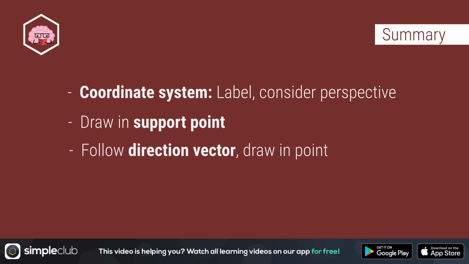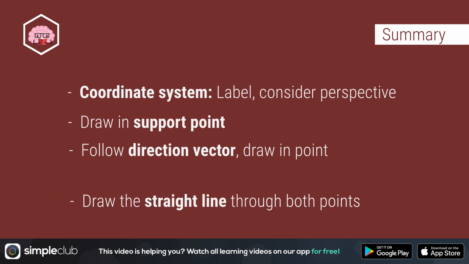You can follow the direction vector r from this point. Important, don't follow it from the origin. Wherever you arrive, that's where you mark the second point. And then, you draw a straight line connecting those 2 points.